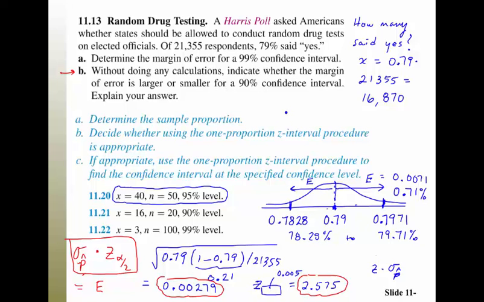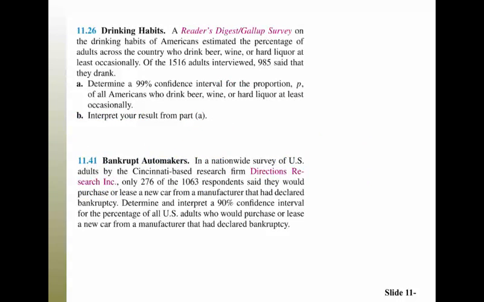If you haven't finished that, 11.20, write that down. x equals 40, n equals 50, 95%. Okay, keep going. 2 more.